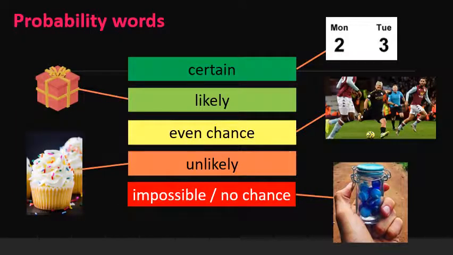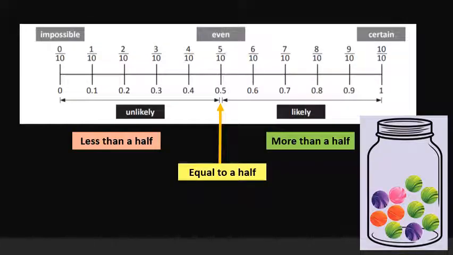So these are our probability words that we looked at earlier this week: certain, likely, even chance, unlikely, impossible, or no chance. And I matched them up to different events. That's what you'll be doing today. You'll have some sentences which describe a particular event, and you need to think, is it likely, is it certain, unlikely, etc. And yes, so today what you're going to be doing is placing these chance words or probability words, impossible, even, certain, unlikely, and likely, on a number line between 0 and 1.